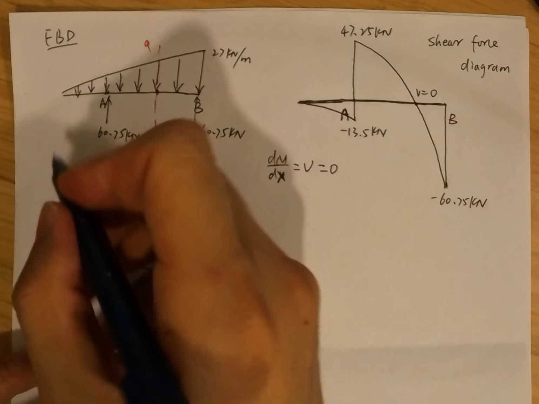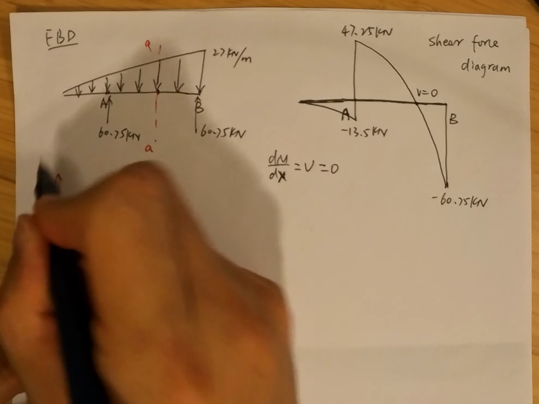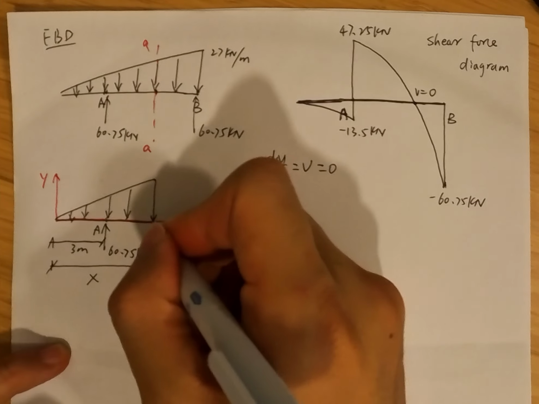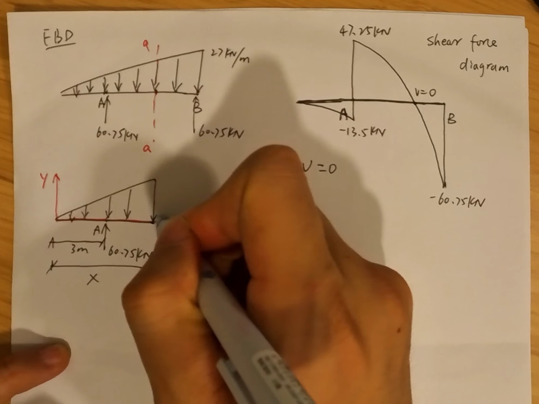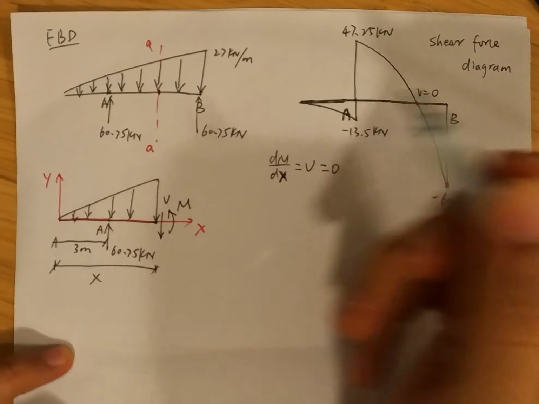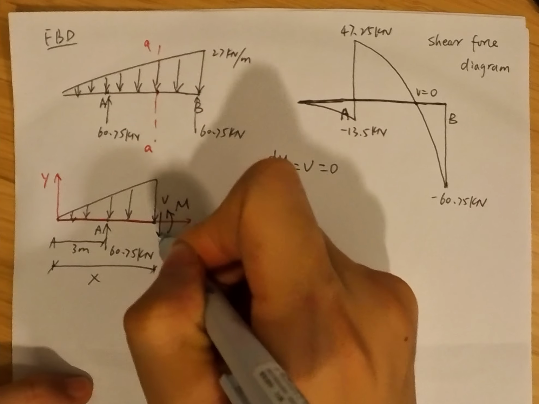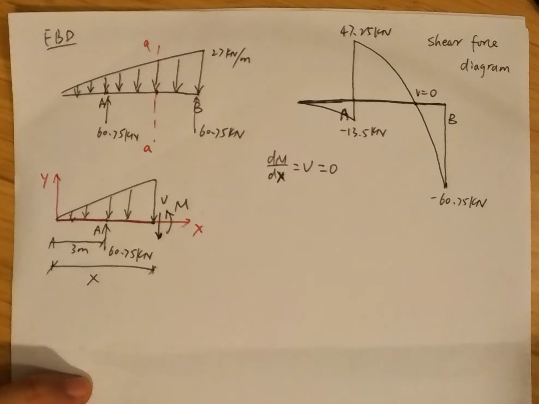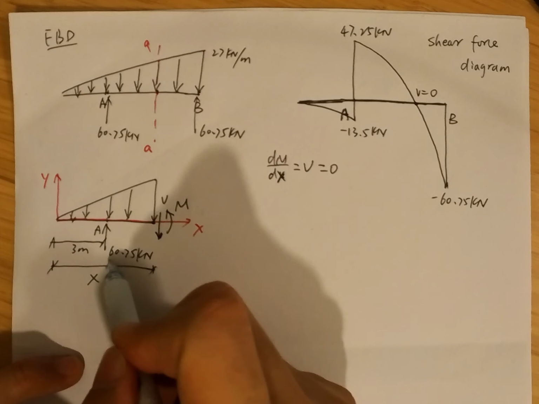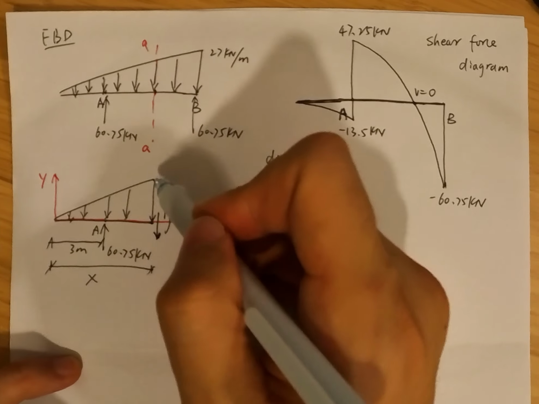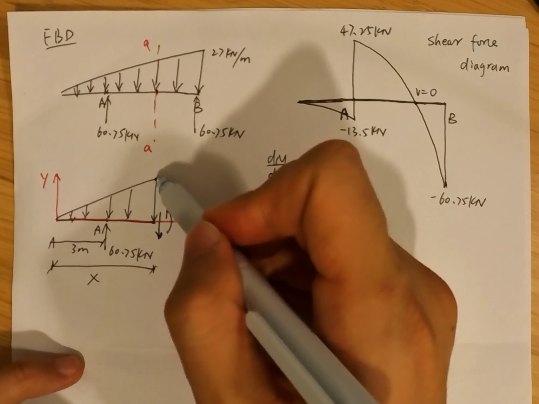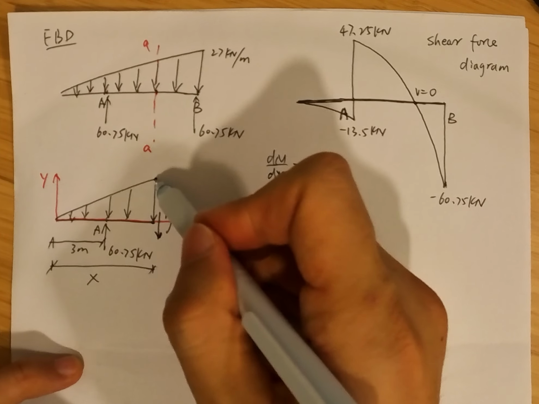If we draw the coordinate system, y, x. On this section we have shear force V and the bending moment M. We need to find the expression for the shear force V. We know the reaction force at point A is 60.75 kilonewton, and we need to know the intensity of the distributed load at a location x.